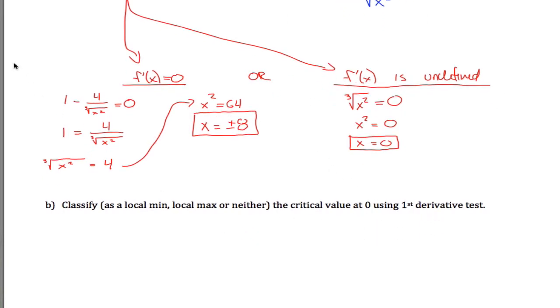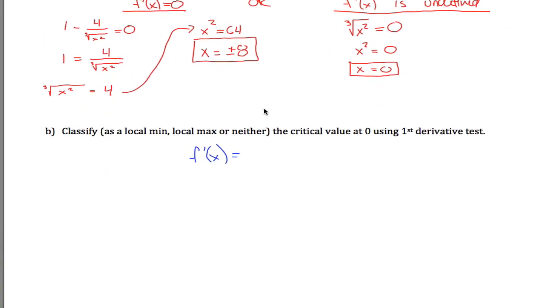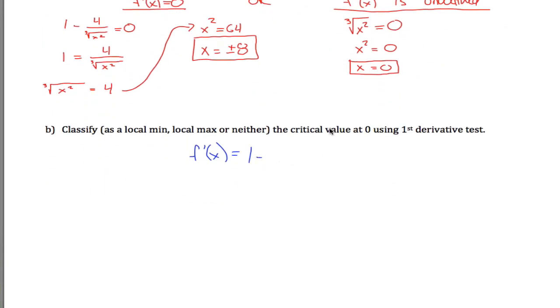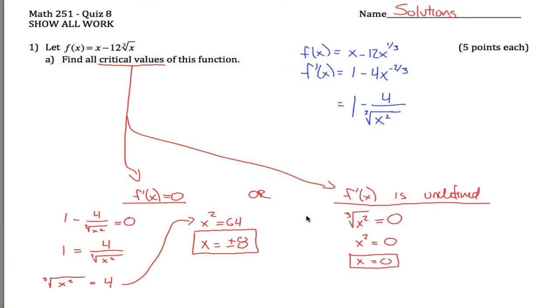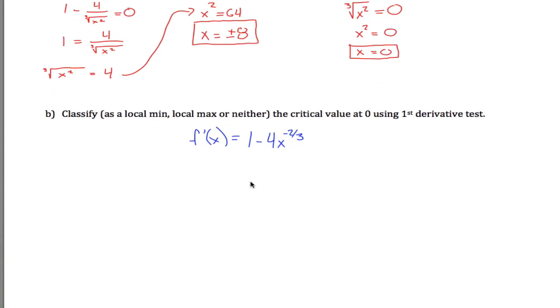The way you do that is, well, you're going to look at the first derivative. Nothing too surprising there. We already figured out that our first derivative, f prime of x, is equal to, I'll pick your favorite of these forms. Maybe I'll use this one, the top one: 1 minus 4x to the negative 2/3 power. So here's my derivative. There's only 3 spots where this derivative can change sign: at 0, 8, and negative 8.